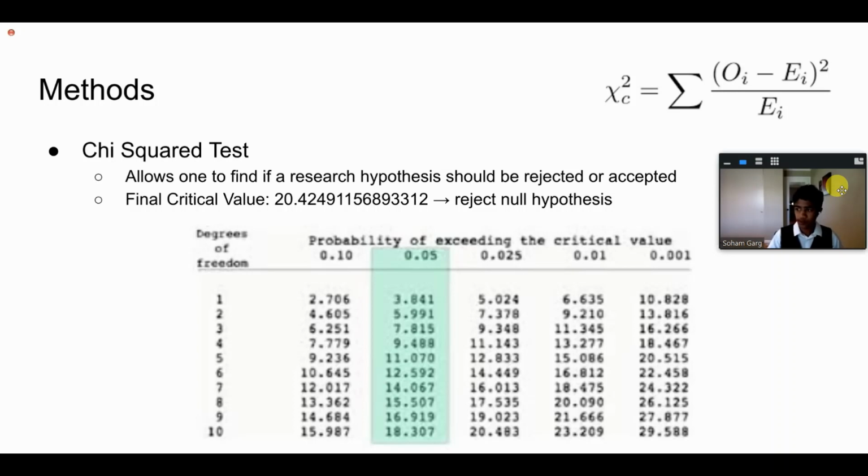Note that for our hypothesis to get accepted, our chi-squared value should be less than 9.488, and for our hypothesis to be rejected, it should be greater than 9.488. After inputting our data, as shown on the screen, our final value is 20.4249, which is much higher than 9.488. This means that we should reject our hypothesis.